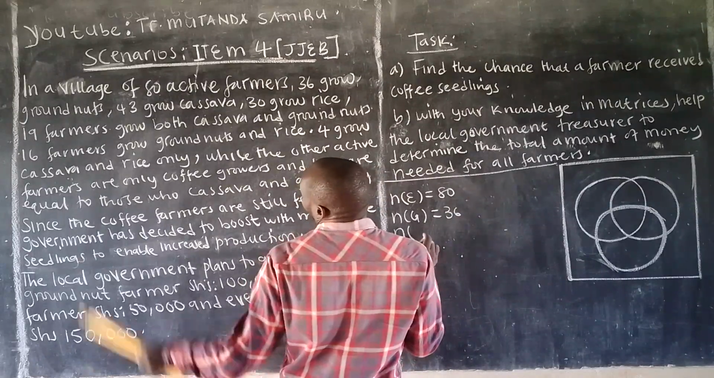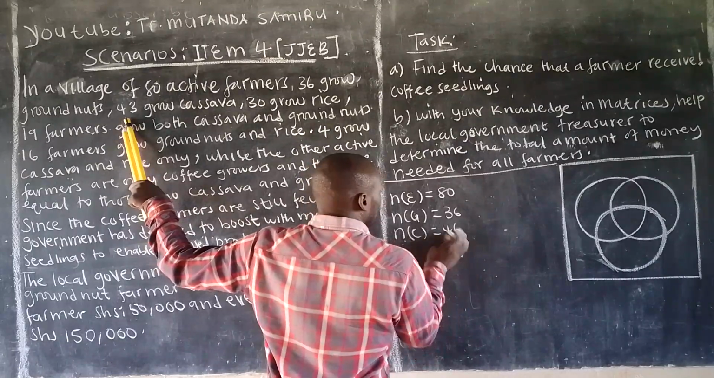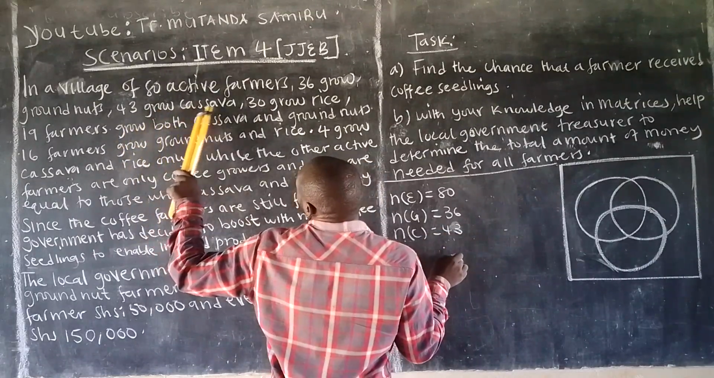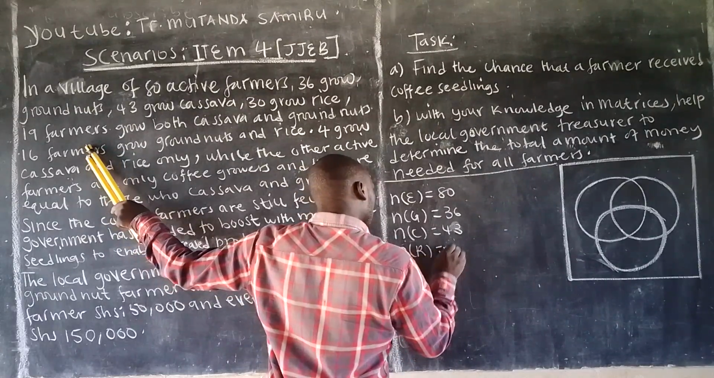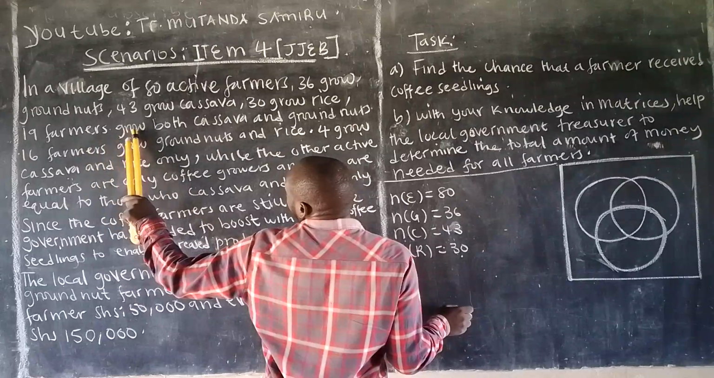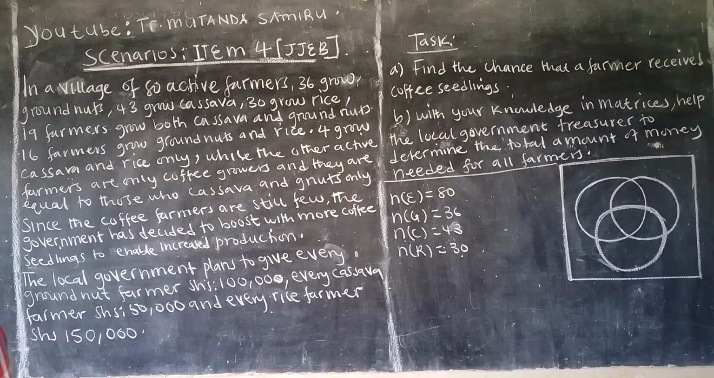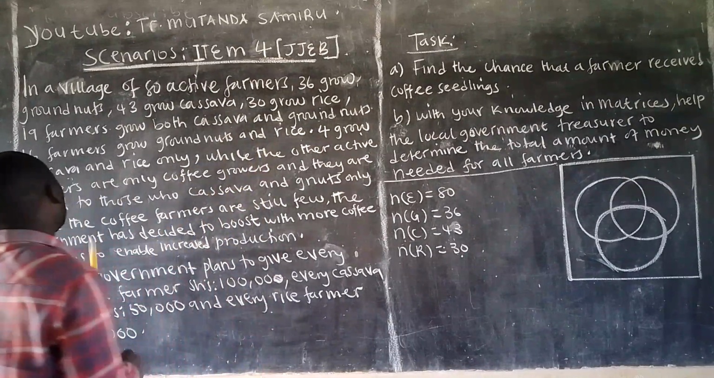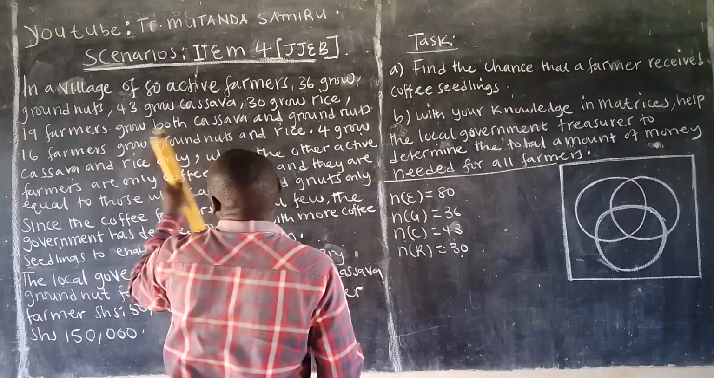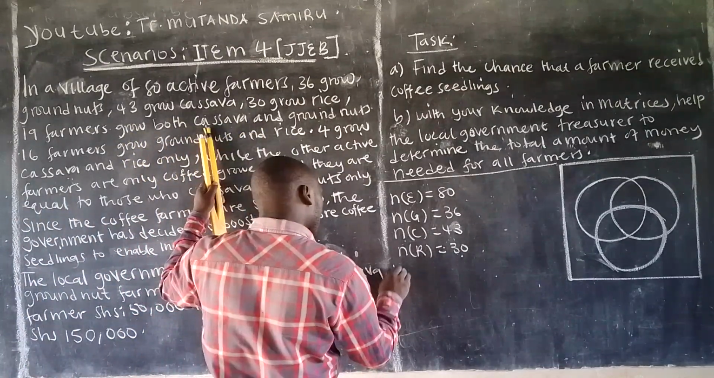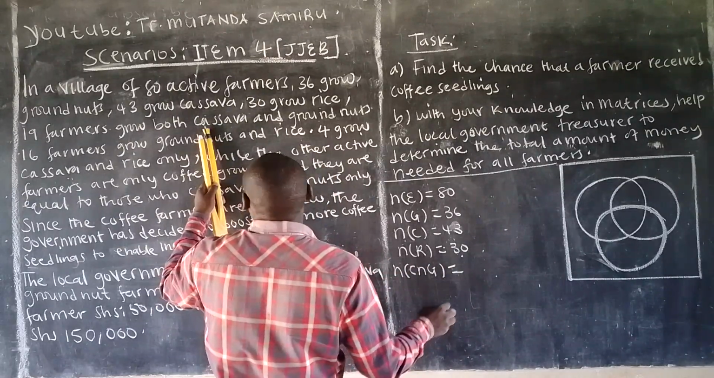Then next, 43 grow cassava, so number in C is equal to 43. Then 30 grow rice, so number in R is equal to 30. Then 19 farmers grow both cassava and nuts. I told you the word and means intersection. So number in cassava intersection nuts is 19.